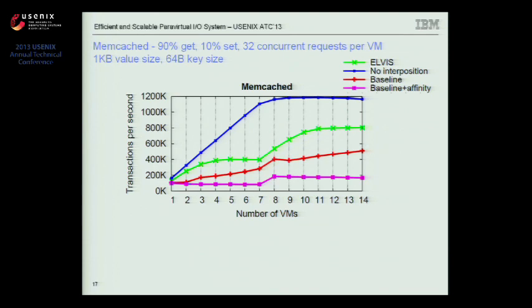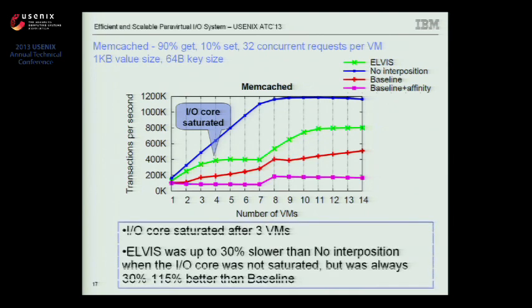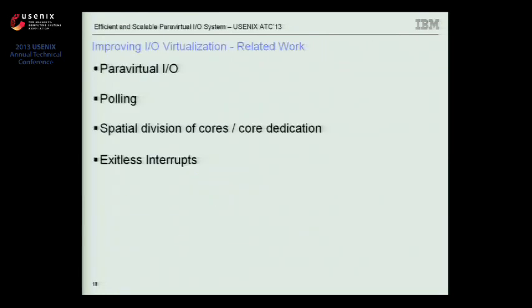We also ran memcached. This was kind of a worst case scenario for Elvis because after 3 virtual machines, the I/O core was saturated and Elvis was not able to continue increasing throughput. You can see that when we switch from 7 to 8, when we added an additional I/O core, Elvis continued increasing and scaling. Elvis was up to 30% slower than no interposition while the I/O core was not saturated, but was always better than the baseline, between 30% and 115%.